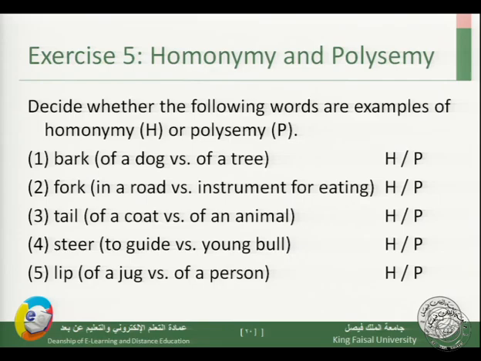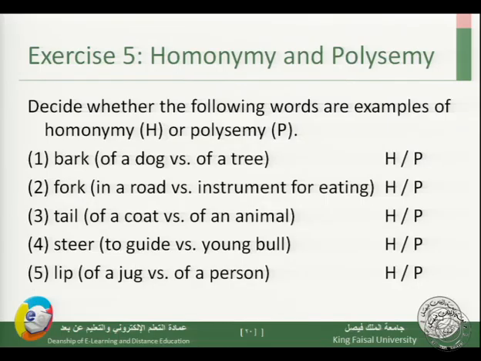So number one, bark, when we say the bark of a dog, or bark, when we mean the bark of a tree. Is this homonymous or polysemous? Is there a relationship between the bark of a dog and the bark of a tree? Can we think of a way to relate them to each other? Is there a concept that associates the two? Think about it a little bit. I think you'll reach the conclusion that no. Okay, they are not really very related to each other. So number one is H. Okay, it's homonymous.